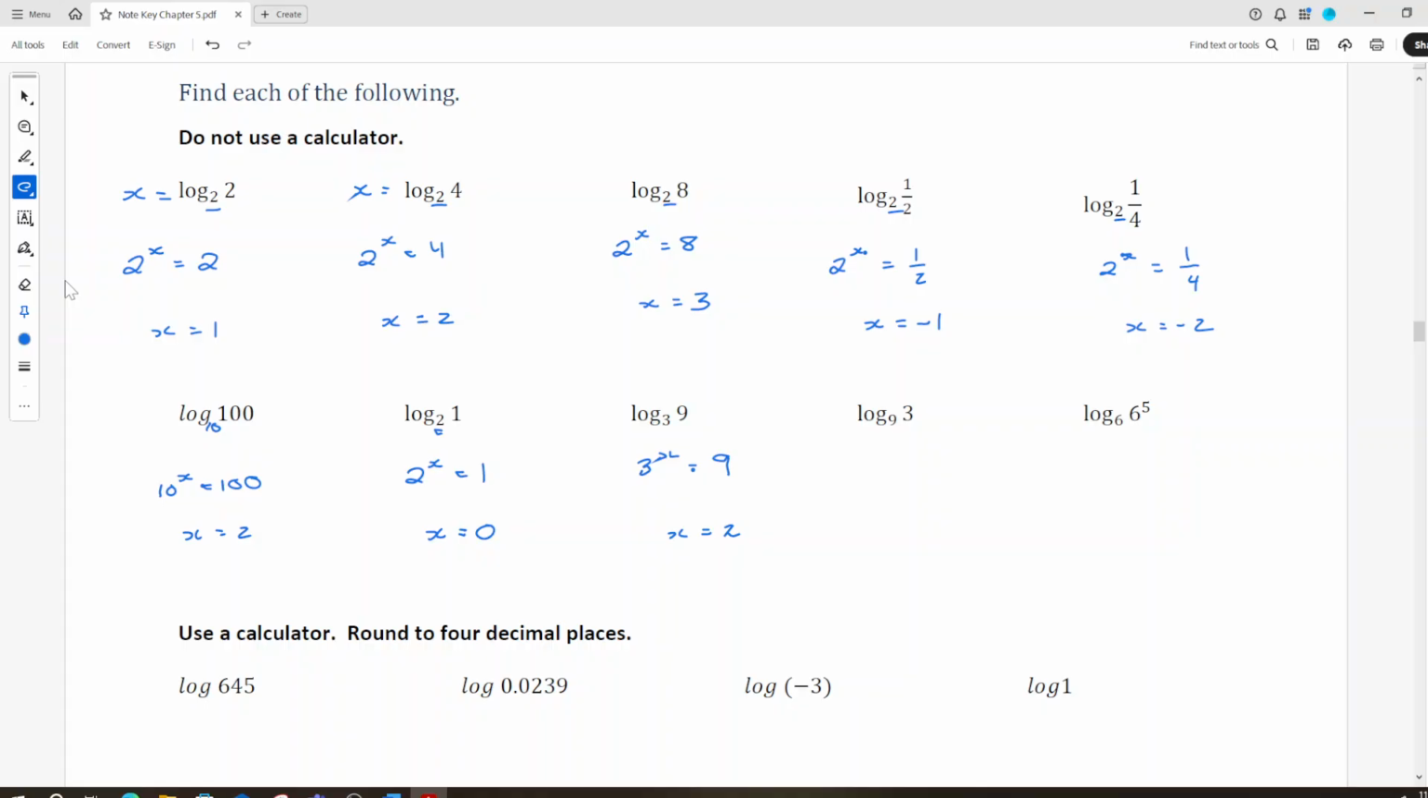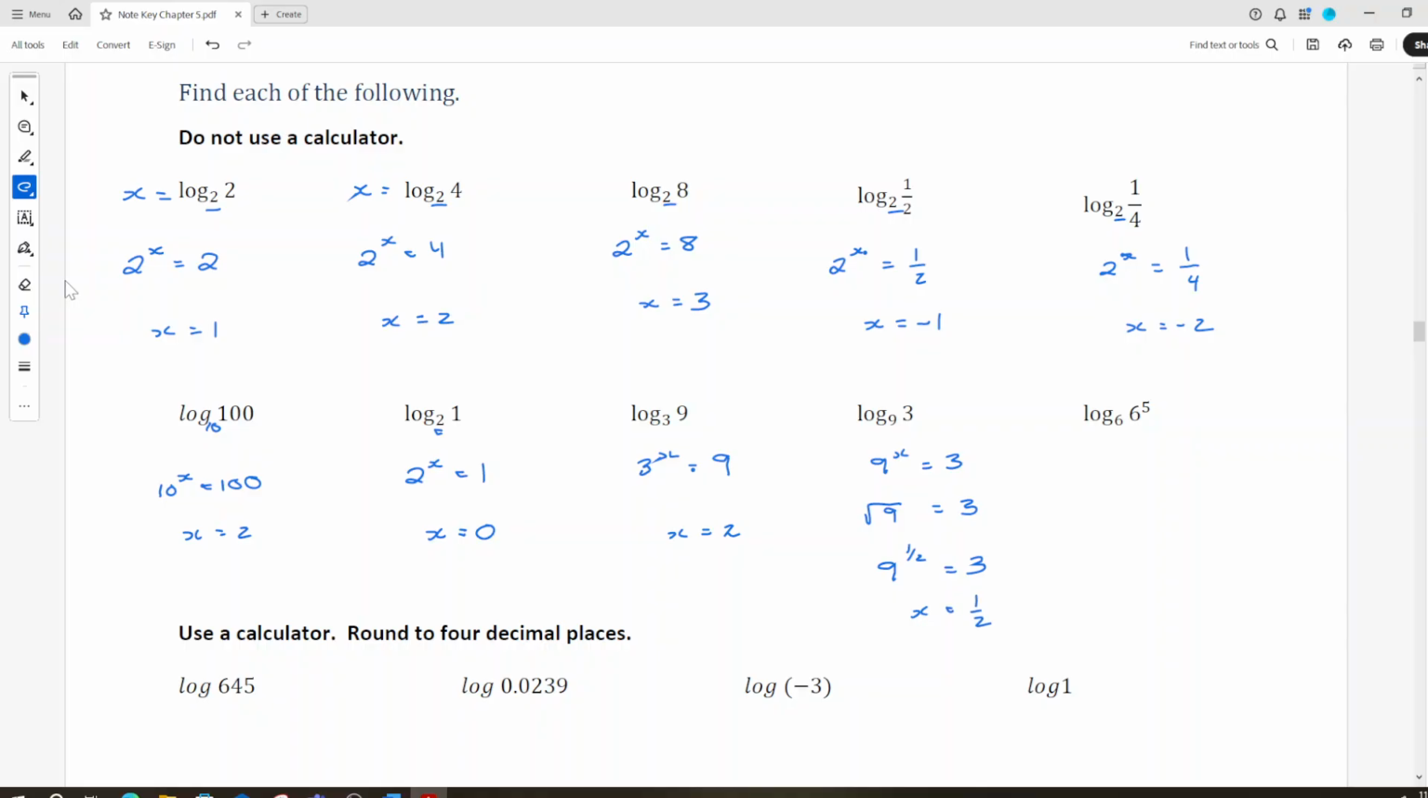Ooh, then I reversed it. 9 to what exponent would give you 3? Ooh, what would you want it to be? We know that the square root of 9 is 3. And a square root as an exponent is a half. So remember, the index of your radical becomes the denominator of your exponent. So x would be a half.